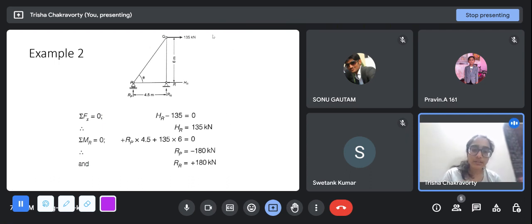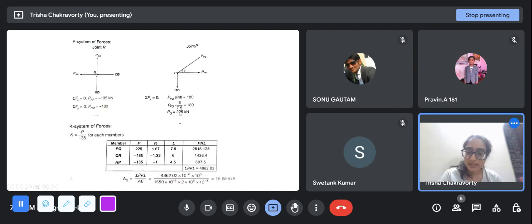But here there is only one force, so it is easy. And you get k as P by 135 for each member. So here you write down in the table, you note down the three members, PQ, QR and RP. 225 minus 180 minus 135 as we solved here. Then you divide these by 135 and get this.